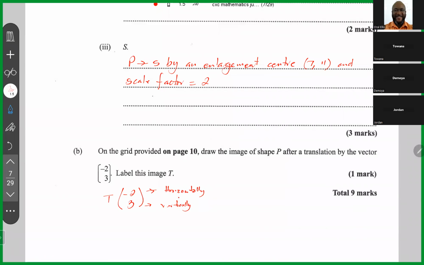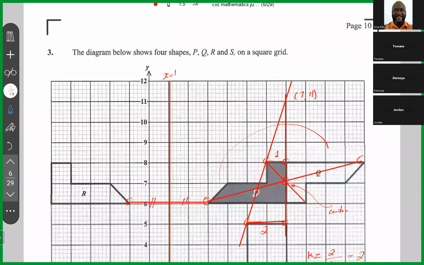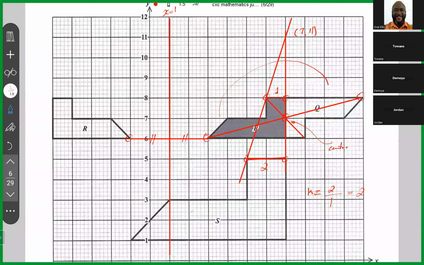Now, the top value is negative, it means I must move the shape to the left. And the bottom value is positive, that means I must move the shape up. So to get to the image of P, which I'm going to label T, I must move P 2 units to the left and 3 units up. So let's do that. I'm going to just move a point. I'm going to move this point here 2 units to the left. So it's 1, 2 units to the left, and 1, 2, 3 units up.